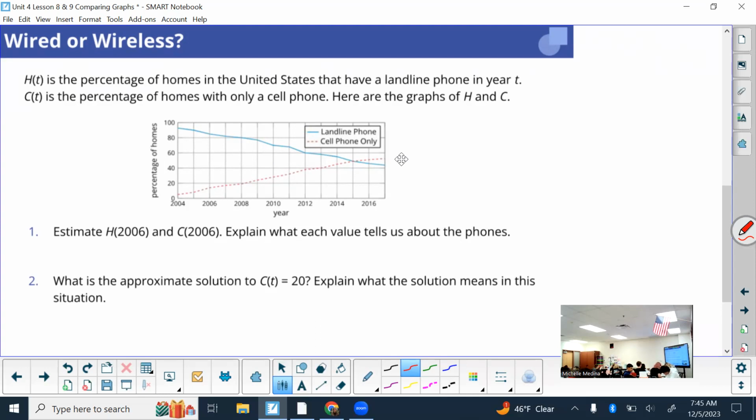First, you are going to estimate H of 2006 and C of 2006 and explain what each value tells us about the situation. We've done that before, so I'm not super concerned about that. Kind of review. And then what is the approximate solution to C of T equals 20? And then explain what the solution means in that situation. I'll give you about 3 minutes.